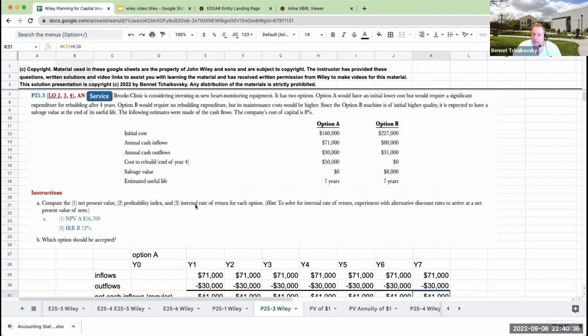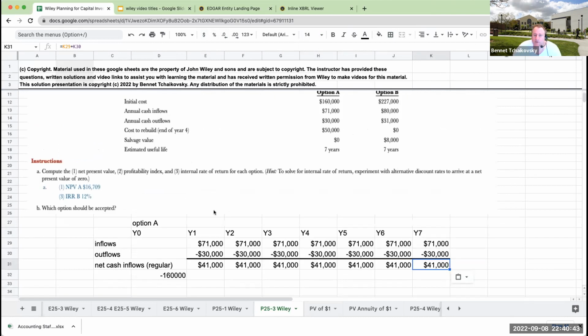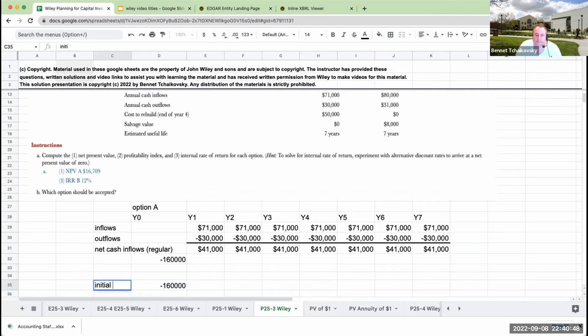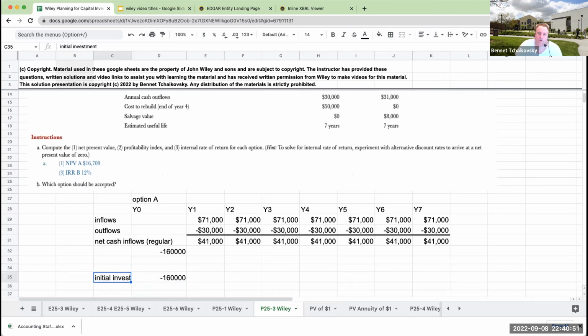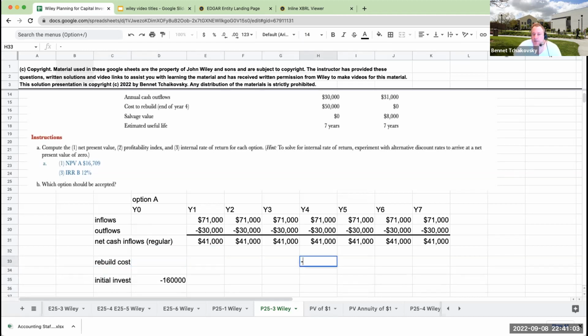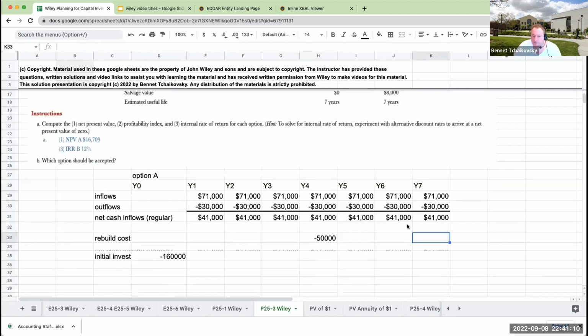I'm concerned with cash. I don't care about depreciation. If it says cash, that's great to me. If it says net income, that's different. Okay, so now with my initial investment, what's also going to happen is in year 4, I'm also going to have a rebuilding cost, and this is going to take place in year 4. Also, there's no salvage value at the end of the useful life of this.